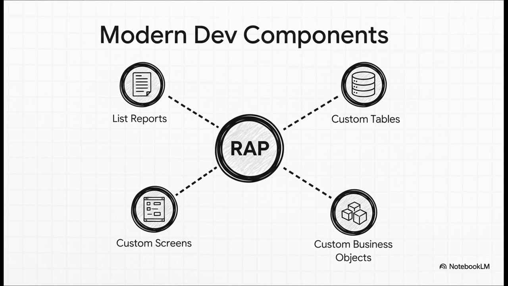RAP is the modern, official, SAP-blessed way to build cloud-ready, Fiori-based applications. You're going to use it for, well, pretty much everything, from simple list reports and creating new tables, all the way to building brand new business objects and custom UI screens. If you want to get serious about S4HANA Cloud development, RAP is the heart of it all.